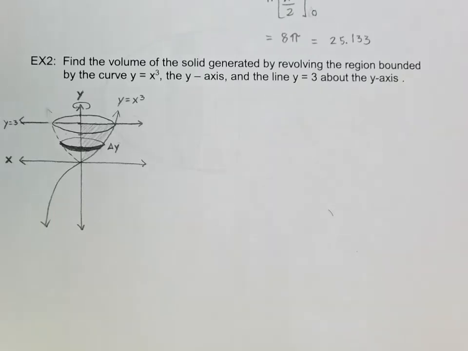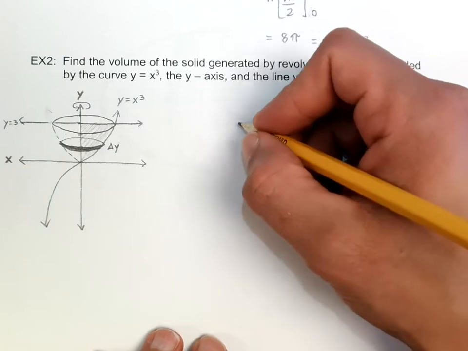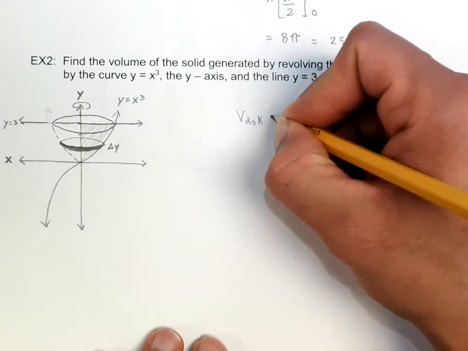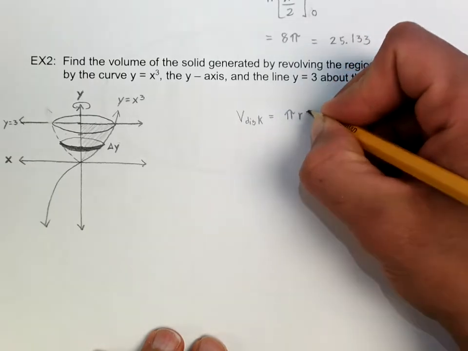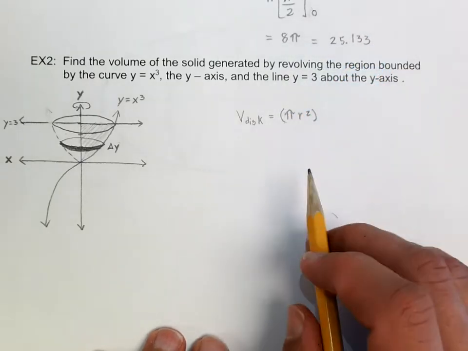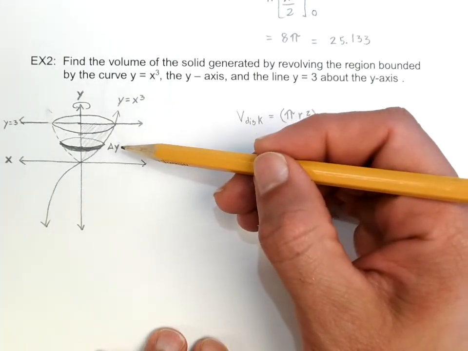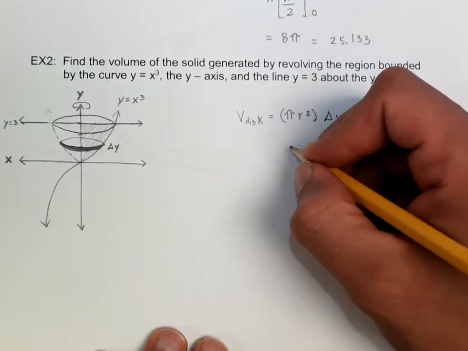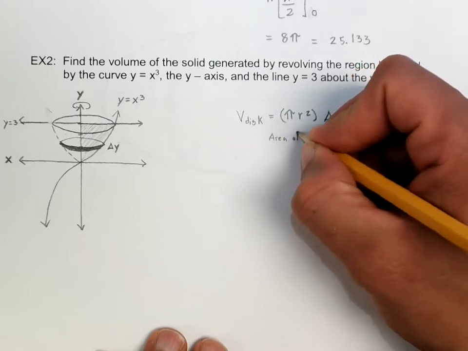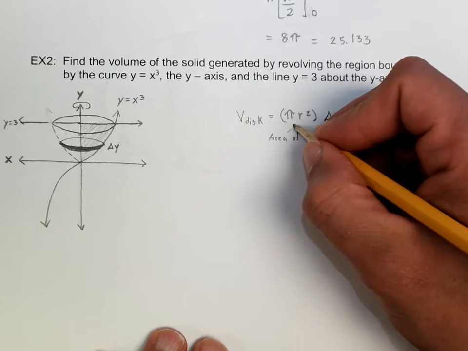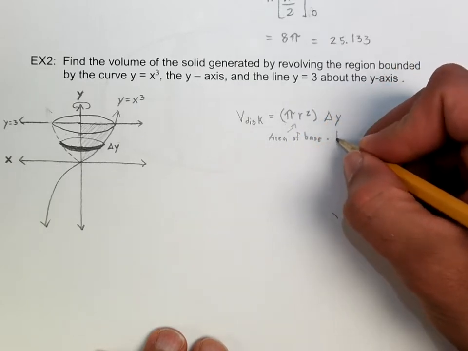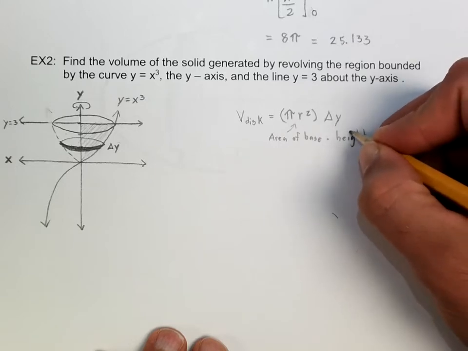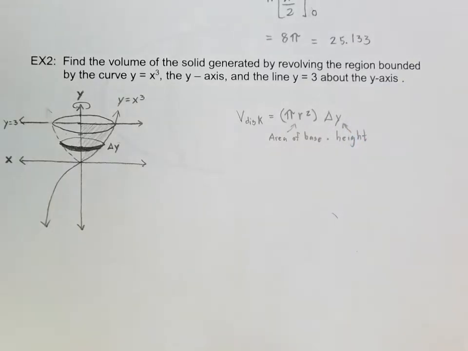If that's delta y, to find the volume of a cylinder one more time, the volume of the disk or a cylinder, which is the same thing, is equal to pi r squared times the height. In this case, the height or the thickness of the cylinder is delta y. So again, this would be the area of the base. You don't necessarily have to go through this every single time, but I wanted to do it at least a couple of times so you see where the formula comes from. Hopefully it'll make more sense so you don't have to memorize it. So that's the height, and that's the area of the base.